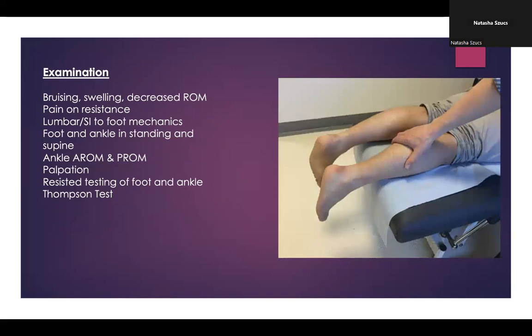The only test that really comes up is the Thompson test, and that's basically squeezing the calf and seeing if the foot moves. Other than that, you can just do resistance tests or range of motion tests. So you're just looking for bruising, swelling, decreased range of motion, pain on resistance. But again, look at lumbar and SI and foot mechanics, see what's going on there, because those can be contributing to it. And look at them in standing. You can look at them walking, check range of motion. But again, I rely heavily on palpation with these because the tests are pretty general.